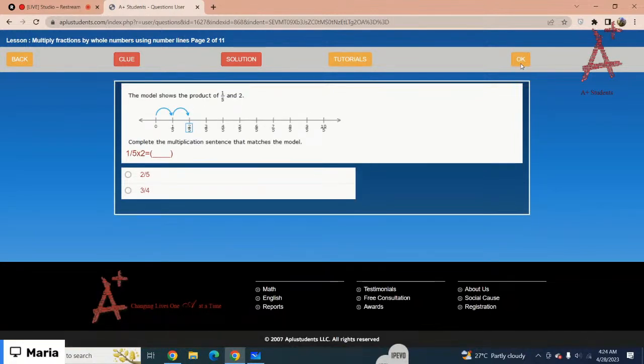Okay, 1 by 5 and 2. The model shows the product of 1 by 5 and 2. So which is the correct option? 1 by 5 times 2 is 2 by 5. So the correct option is option number 1. That would be 2 over 5.